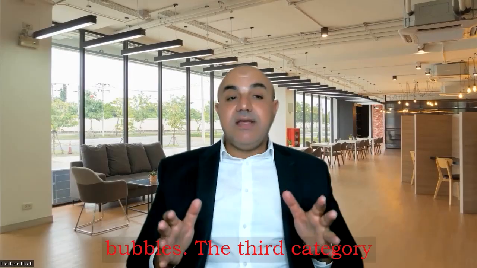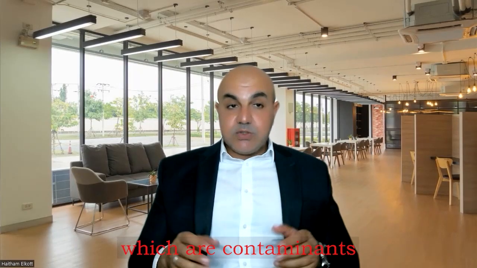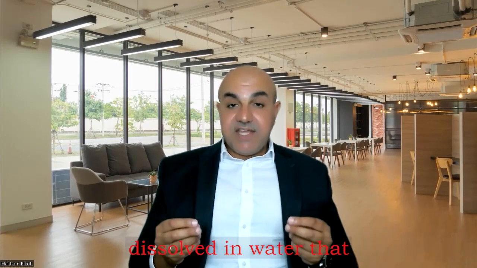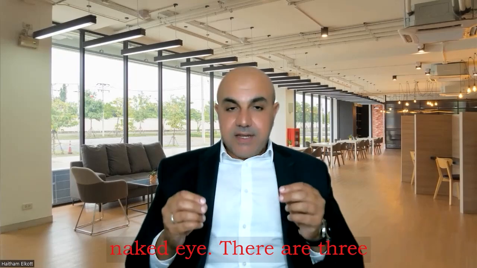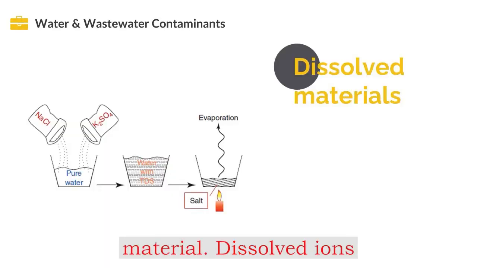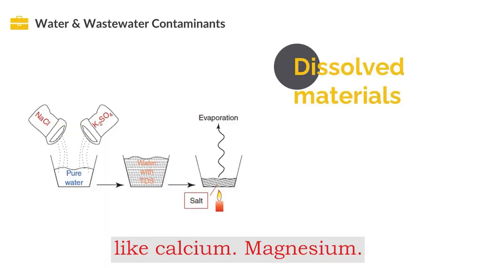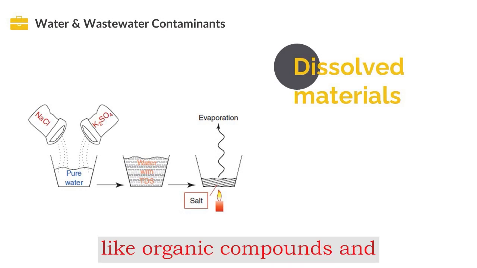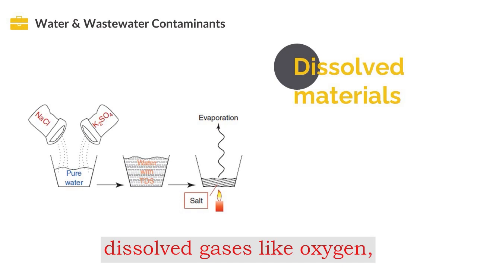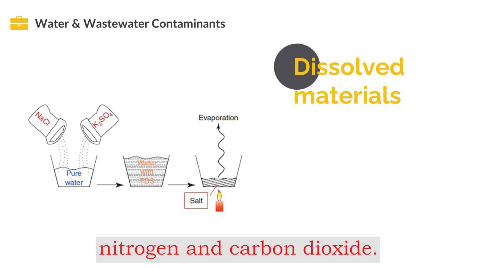The third category is dissolved materials, which are contaminants dissolved in water that cannot be seen with the naked eye. There are 3 groups of dissolved material: dissolved ions like calcium, magnesium, sodium, dissolved molecules like organic compounds, and dissolved gases like oxygen, nitrogen, and carbon dioxide.